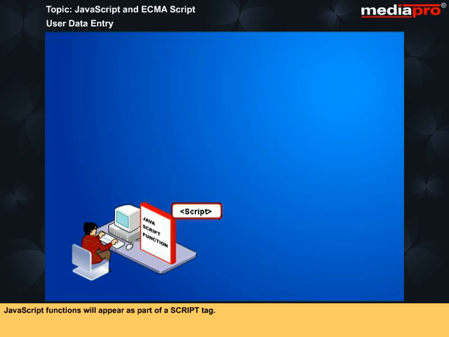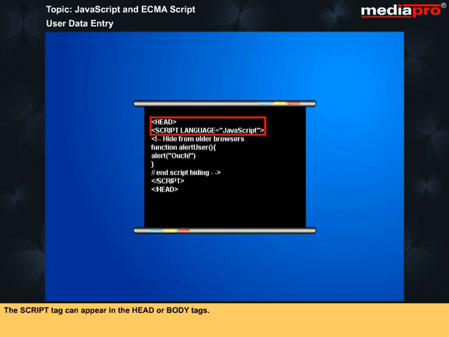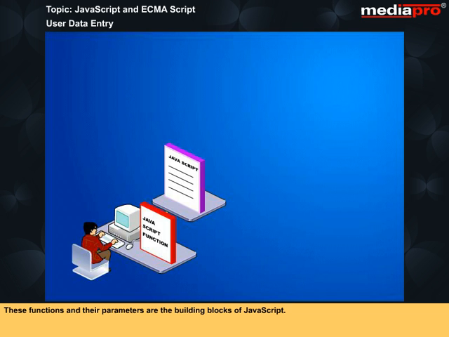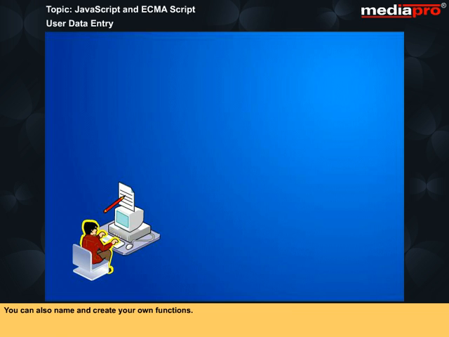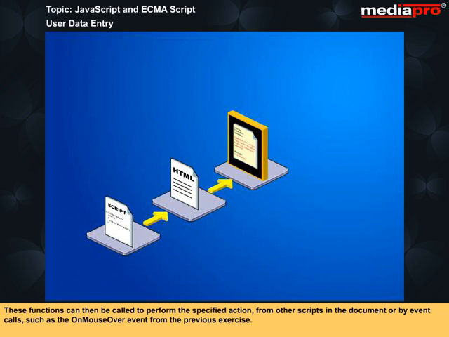JavaScript functions will appear as part of a script tag. The script tag can appear in the head or body tags. These functions and their parameters are the building blocks of JavaScript. You can also name and create your own functions. These functions can then be called to perform the specified action from other scripts in the document or by event calls, such as the onMouseOver event from the previous exercise.